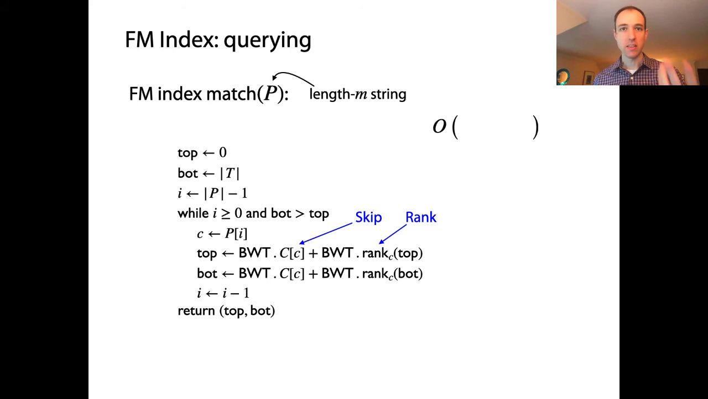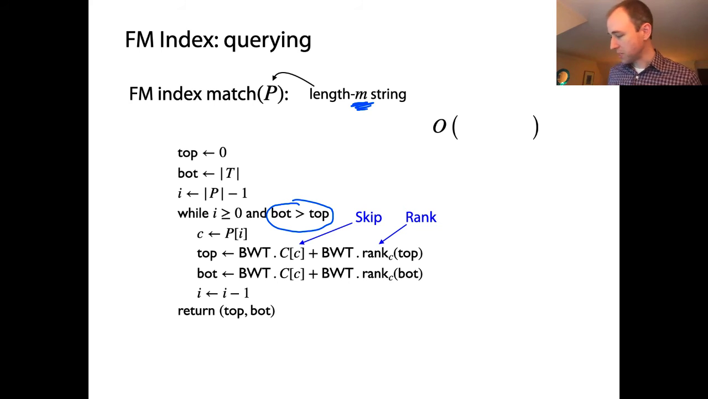And the key is that this loop is going to iterate for every character of the pattern, right? We might stop early. We might discover that the pattern does not occur in the text, and that's what this condition here is for: that top and bot have come together, indicating that the range is empty, and then we can stop. But in general, we'll have to proceed m times, right? P is a length m string. So we'll have to, in m steps, match progressively longer suffixes of the pattern.